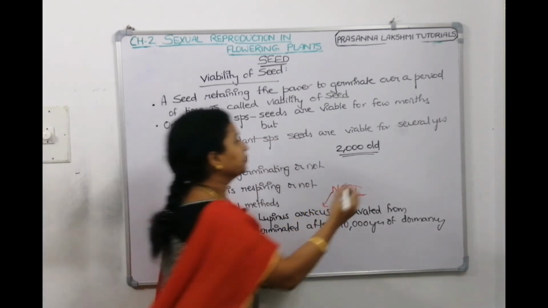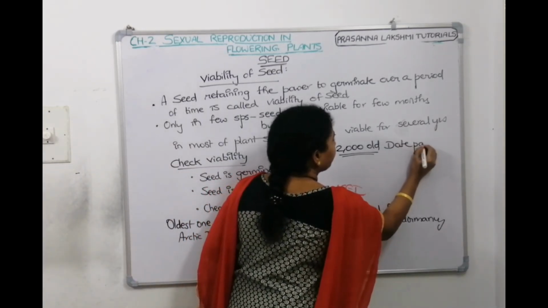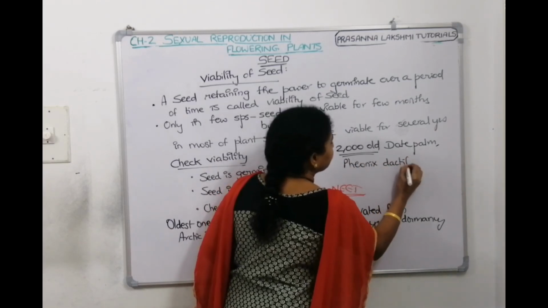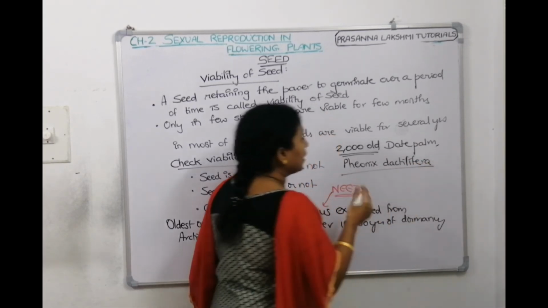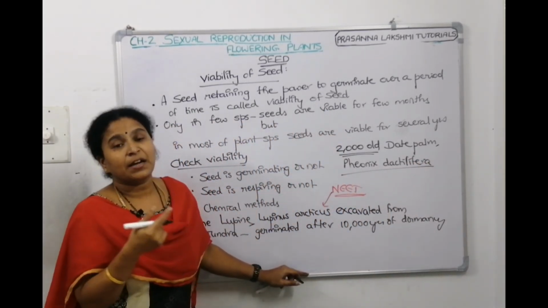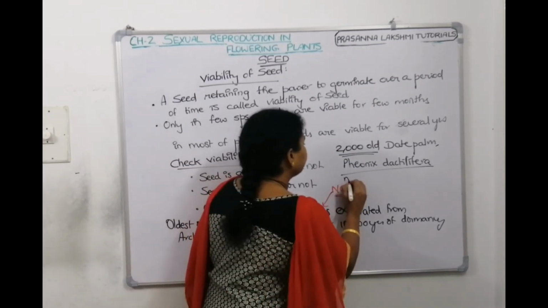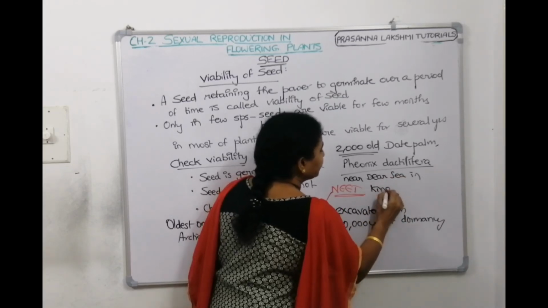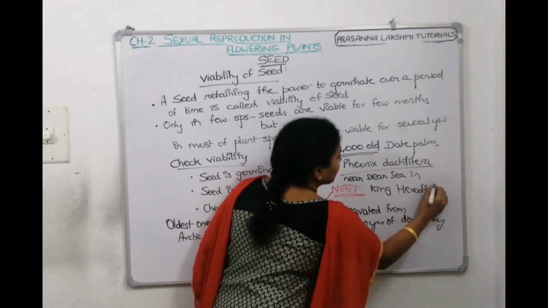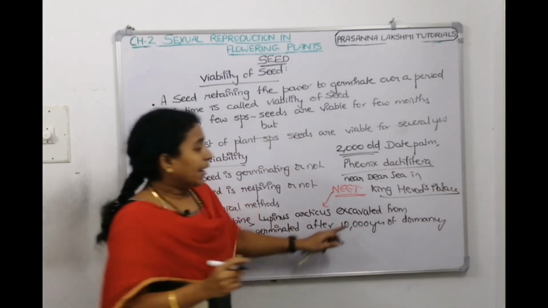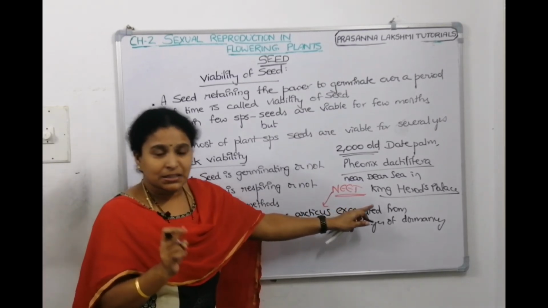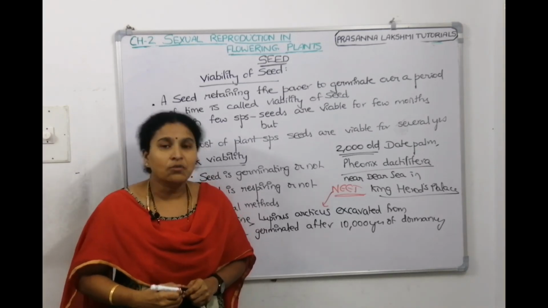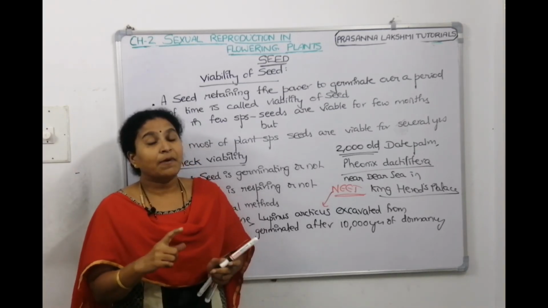And it is date palm. What is that tree? Date palm. Its scientific name is Phoenix dactylifera. They excavated Phoenix dactylifera from near the Dead Sea, in a palace called King Herod's Palace. They excavated this Phoenix dactylifera seed from near the Dead Sea, which has germinated after completing 2000 years of dormancy, right? Means the viability is so long.